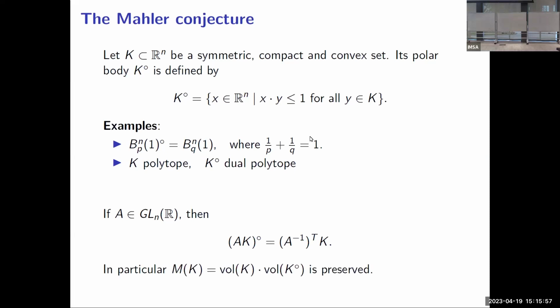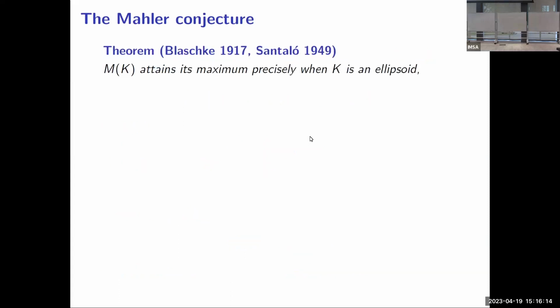In particular, the product of the volumes of the set K and its polar body is preserved. I mean, if you scale one by a constant, the other one is going to scale by the inverse of that constant. But it also works for linear transformations. Okay. So one thing you can see is that this product, which I'm calling M of K, the product of the volume of the convex body and of its polar, is actually maximized when K is a ball or an ellipsoid.